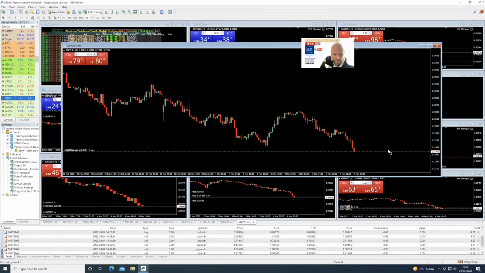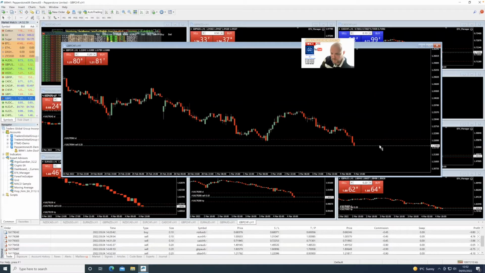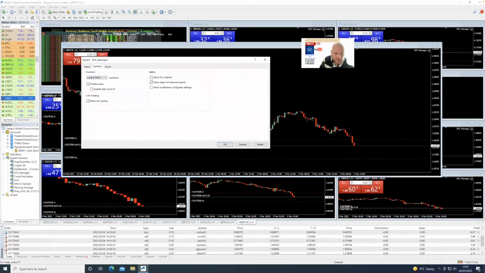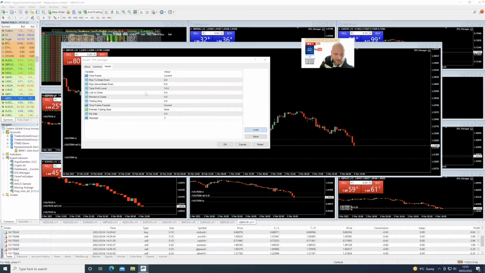Again, stop loss. Practicing with around about 30 pips. Take profit, practicing with around about 50 to 60 pips. Okay. And then I'm wanting to move the exit manager over. Go to common. Make sure I've got allow DLL imports and import of external experts, enable alerts, allow live trading. And then I'm just going to click load.